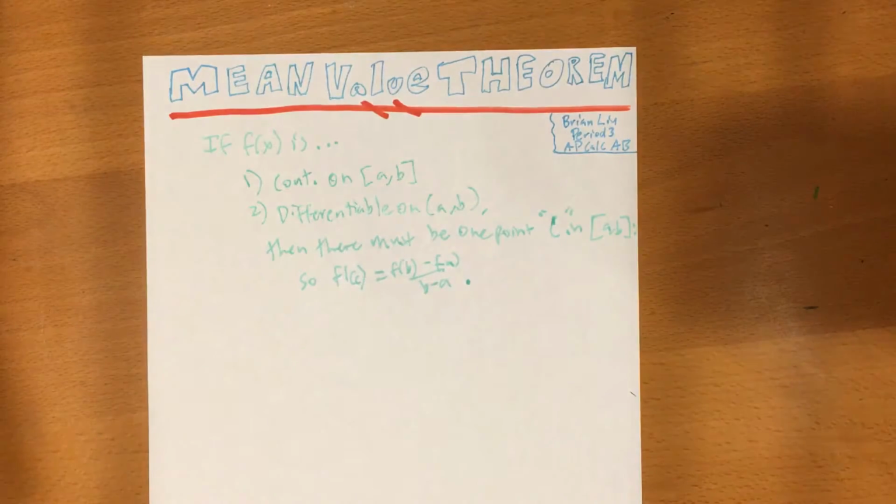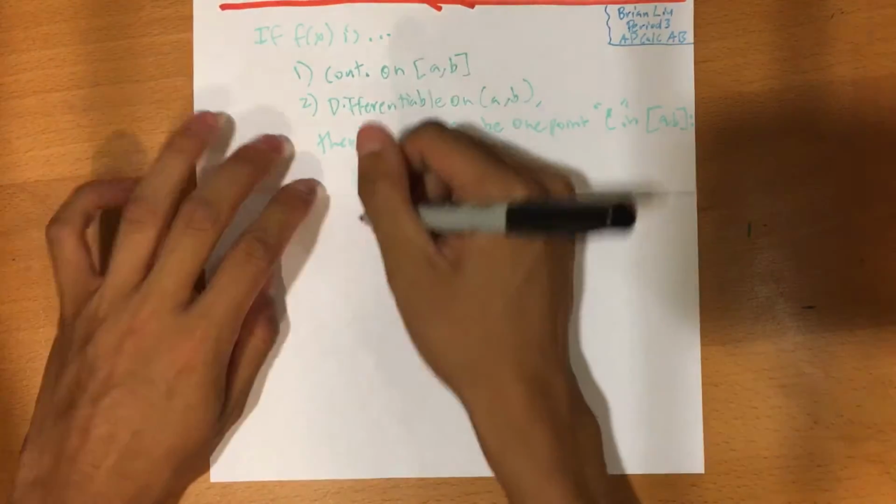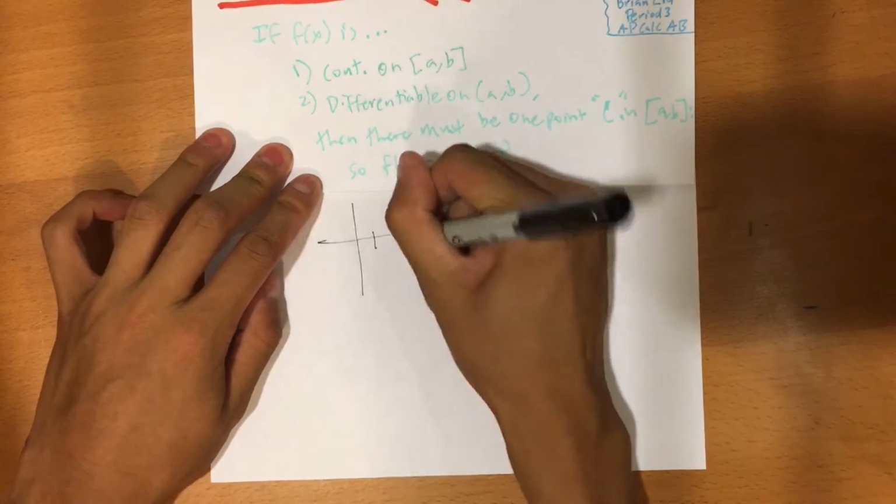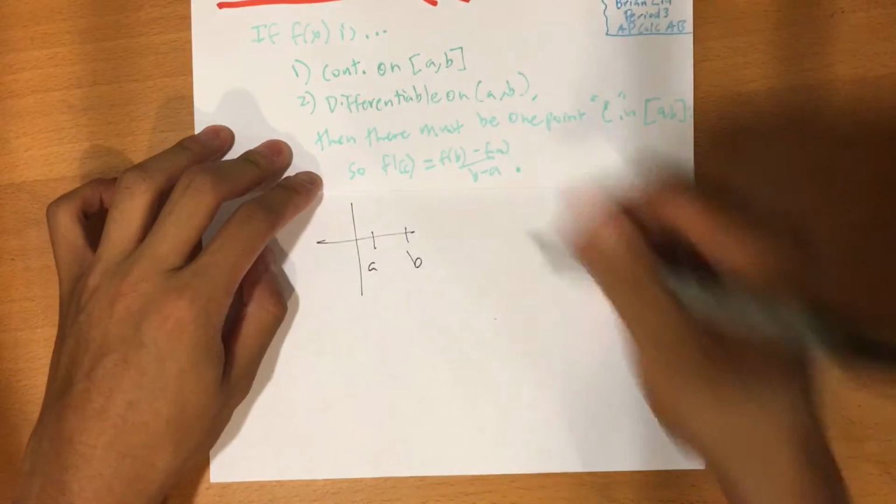So what is the mean value theorem? The mean value theorem essentially states that if f of x is continuous on the closed interval from a to b and differentiable on the open interval from a to b, then there must be one point c in the closed interval from a to b so that the derivative at c is equal to the slope connecting the endpoints of a and b.